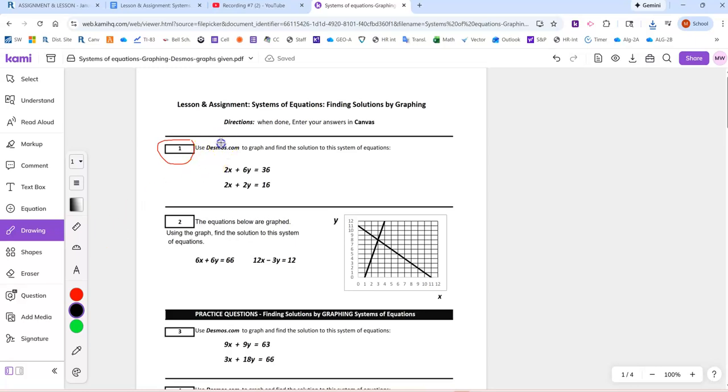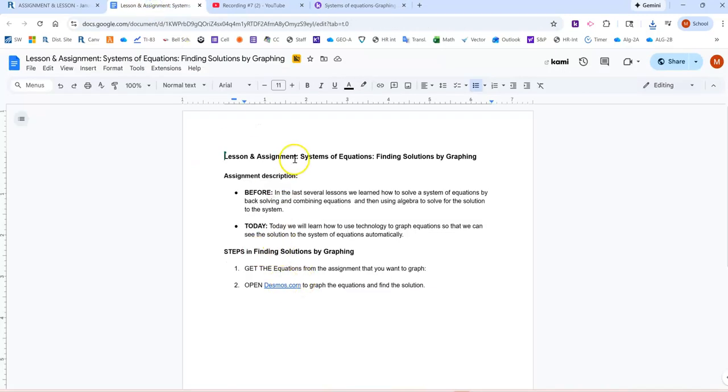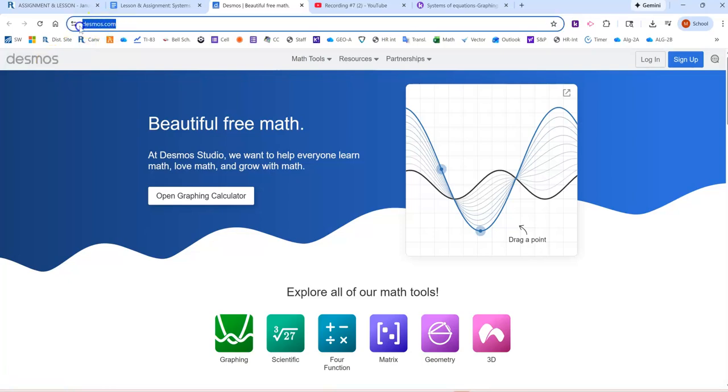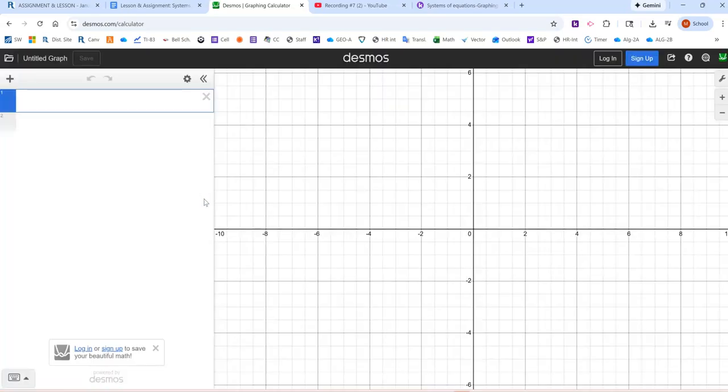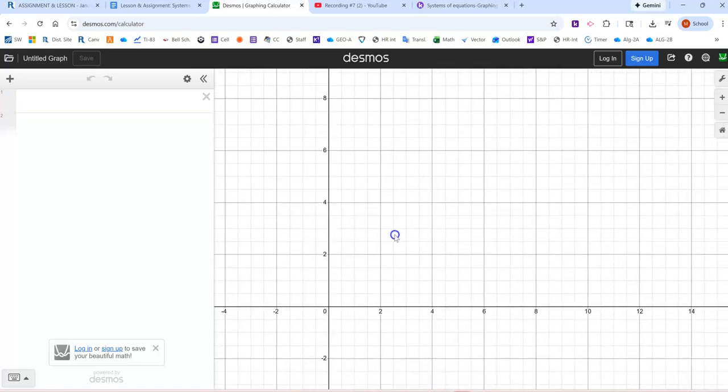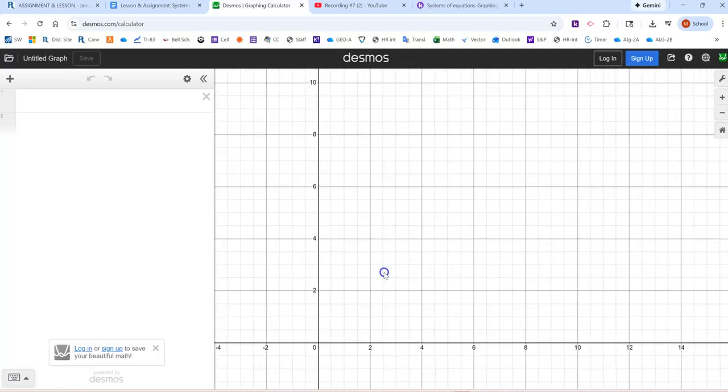Specifically, this website right here is going to help us enter in the equations and get the solutions automatically. So the first thing we're going to do is open it up. If you go back into this Google document, I put it there. You can just click on it and open it. It's desmos.com, as you can see. Then you click this button here, and it'll open up what's called a graphing calculator. Once you get there, you'll notice there's a few things. There's the coordinate grid where you'll see lines that represent equations.